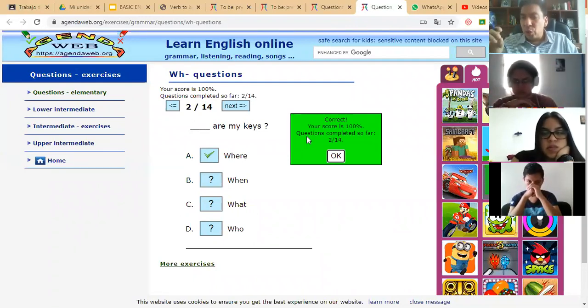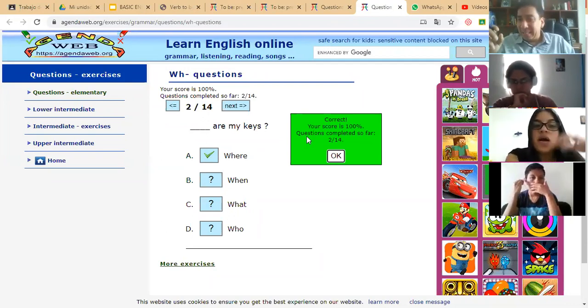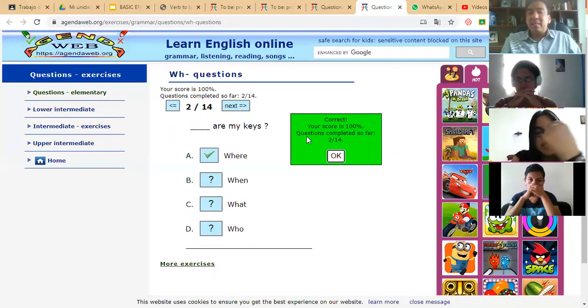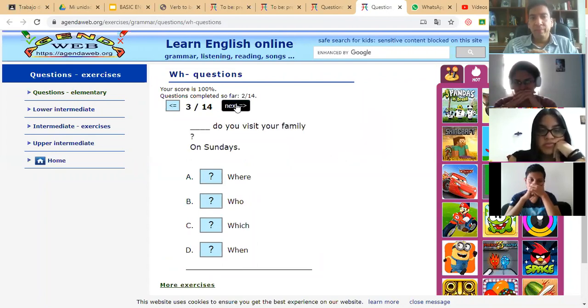Because one of my students said this, esto dijo, ¿dónde están mis llaves? But it has to sound like a question. Where are my keys? Exactly. You see the difference? ¿Dónde están mis llaves? That doesn't sound like a question. Where are my keys? You see, it has to sound like a question. Tiene que sonar como una pregunta. All right. So number two is where. You're right. Okay. Next one.